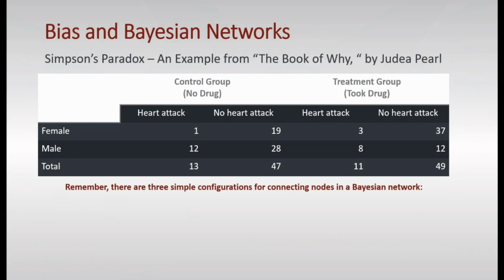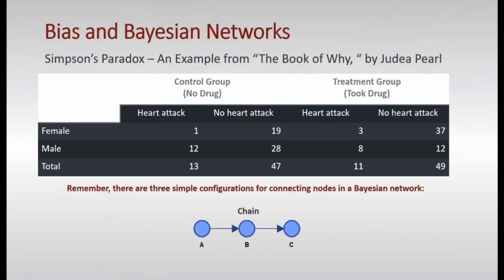To begin to understand bias in Bayesian networks, you need to start with understanding the three simple connecting configurations, of which two can be used to observe bias. First you have a chain, where you have a sequence of parent and child nodes. Very simple connection. Then you have a fork, where a parent node feeds into two child nodes, a split, so to speak.